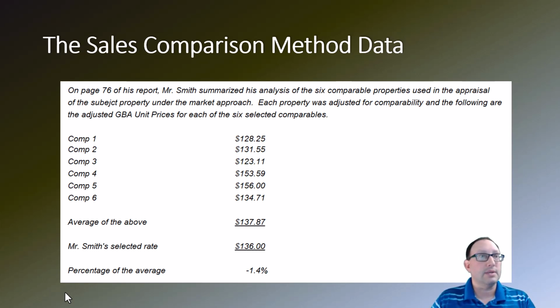So that means that the percentage of the average that Mr. Smith, I've changed his name to protect, you don't need to know what his name was. The percentage of the average is negative 1.4%. So the selected rate was just a tiny little bit smaller than what the average was.